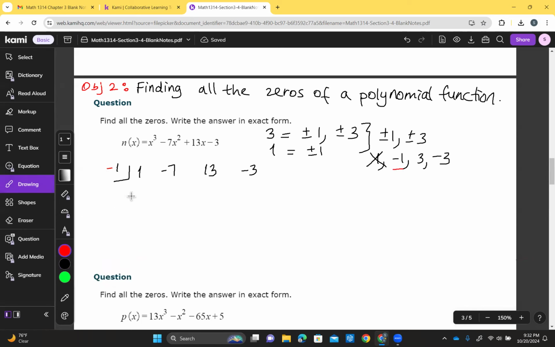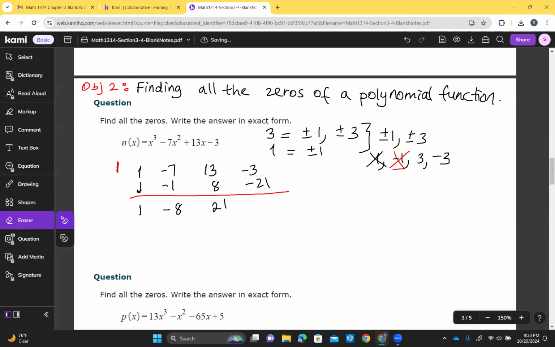Now we're going to try negative 1. Let's see if actually negative 1 would work. So bring down the first number. 1 times negative 1 is negative 1. Add them up, negative 8. Multiply them, 8. Add them up, 21. Multiply them. And again, the sum is not a 0. It's negative 24. Even negative 1 did not work. So we know that negative 1 is also not a 0 for this question. So we have to move to the other options to see if they can actually work.